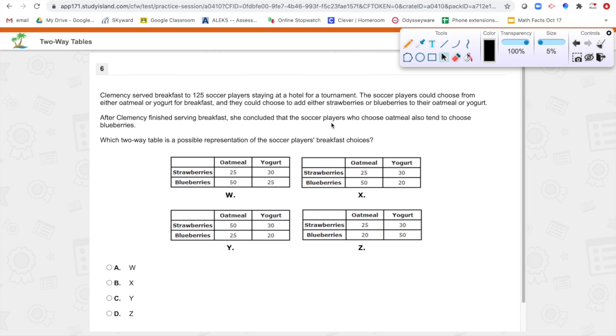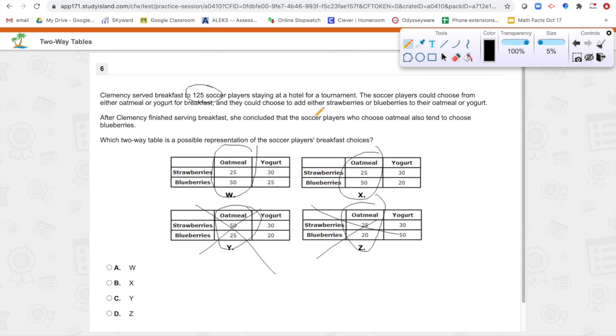After Clemency finished serving breakfast, she concluded that the soccer players who choose oatmeal also tend to choose blueberries. So we need to focus on the oatmeal columns, and it should be more blueberries than strawberries. So W and X have that, but Y and Z do not. So we have to figure out of W and X which one's different and which one actually applies to the situation. So once again, we mentioned we needed 125 total.